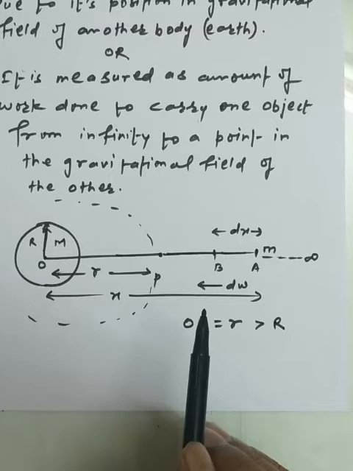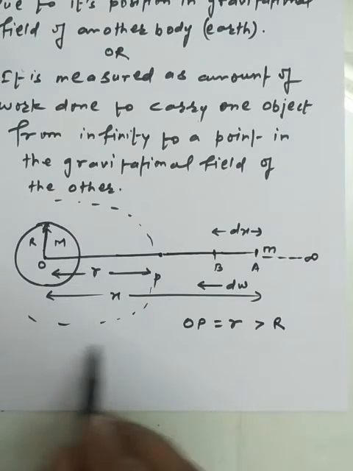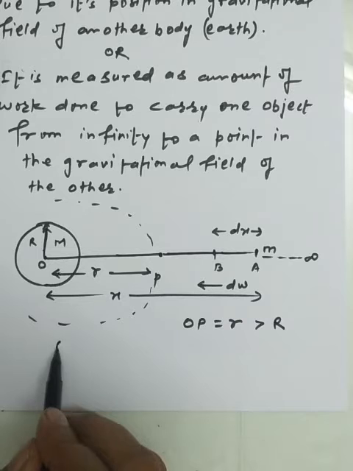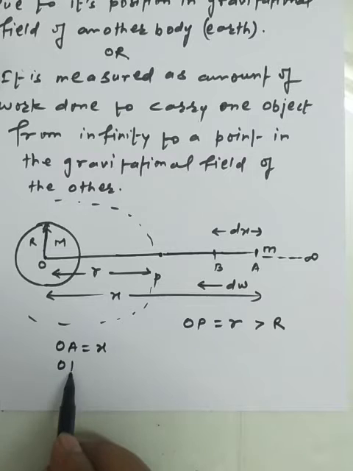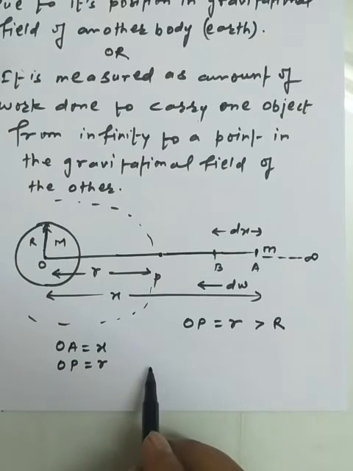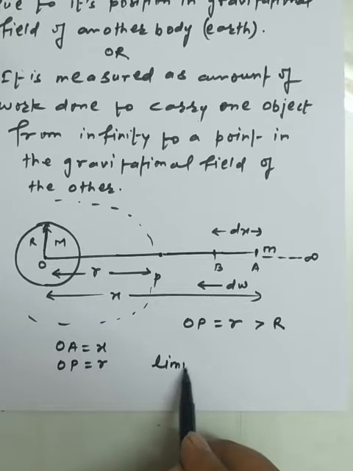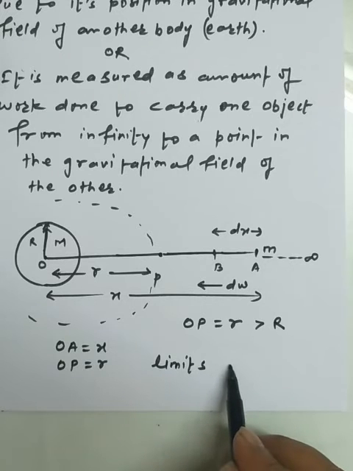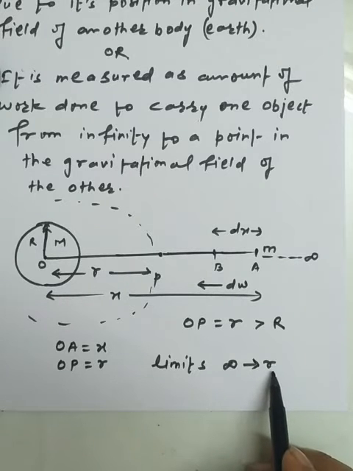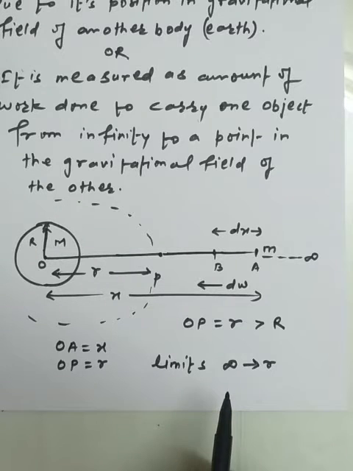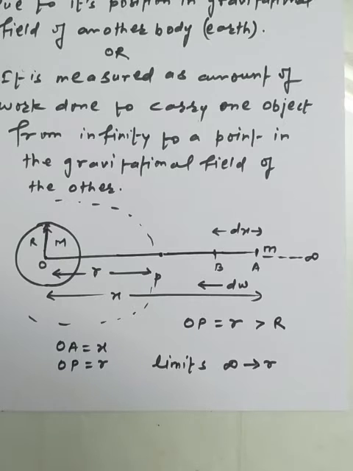Now we approach the simplest formula. Here we can make the simplest assumption from this diagram. Here we have OA equal to x. OP is simply r, and the object is within the limits of position, meaning infinity to r. As we are doing the work done from infinity to a particular point at a distance r inside the gravitational field.